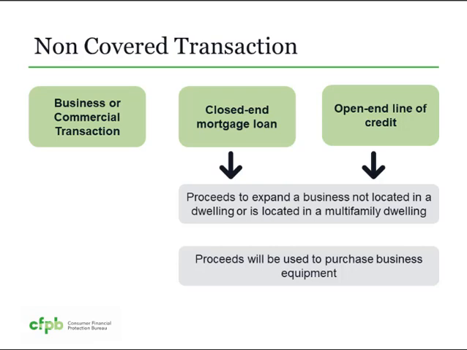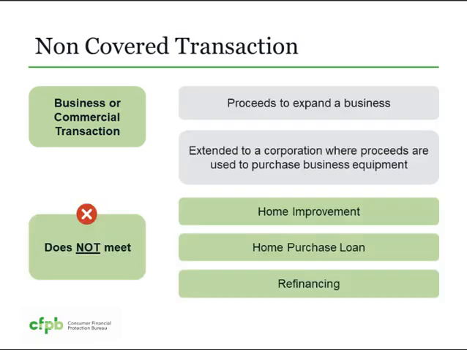Another example is where the proceeds of the closed-end mortgage loan or open-end line of credit will be used primarily to purchase business equipment. In both cases, the loan or line of credit does not also meet the definition of home improvement, home purchase loan, or a refinancing. Such transactions would be excluded even if the transactions were cross-collateralized by a covered loan.